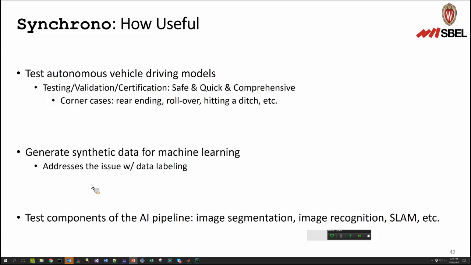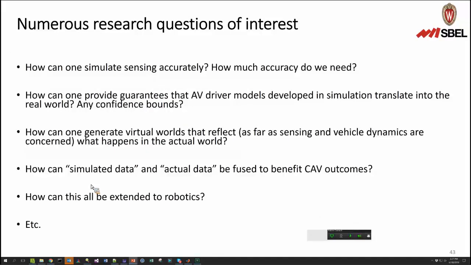So imagine that you want to develop a driver model for an autonomous vehicle, and you need to gauge the quality of your image segmentation or image recognition or your SLAM algorithm. For all these, you don't need to go out there and get the data in the real world. You can generate it synthetically and do your SLAM and understand if your algorithm works well enough or not. So there's a bunch of research questions that you can envision addressing with a tool like this.